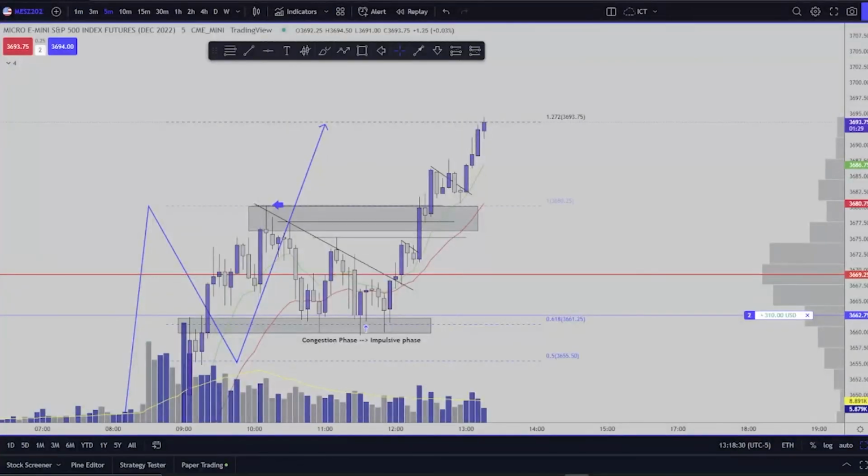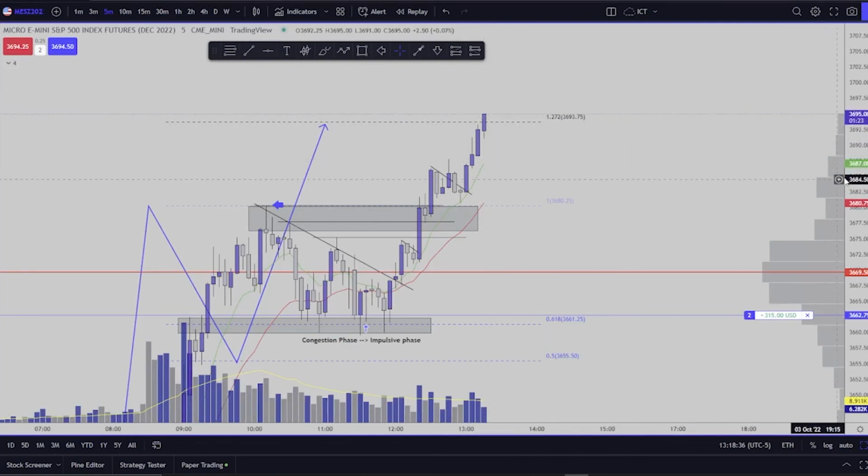All right guys, closing out the video, went ahead and hit the 1.272, and it still continues to go upside. But that's the trade.